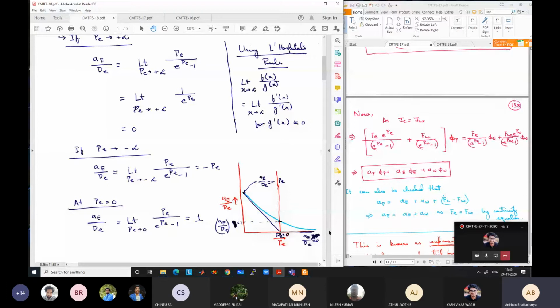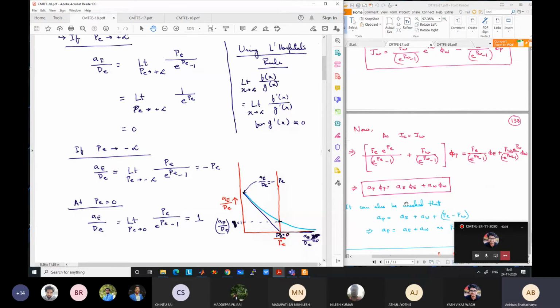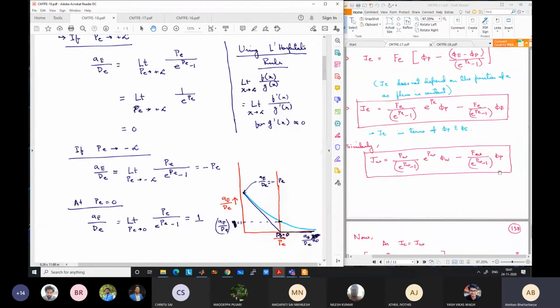This is the actual nature of the curve. What is the physical significance of this behavior? The physical significance is that if the Peclet number is a very large positive value, what does it mean? The Peclet number at the east interface is very large. Generally flow at the east and west interface should be equal because it's a 1D problem, and Fe should be equal to Fw. And if the diffusivity is equal, then the Peclet numbers at the east and west faces are also equal.